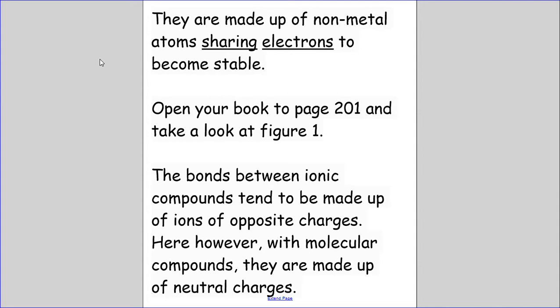So the bonds between ionic compounds tend to be made up of ions of opposite charges, but with molecular compounds, they're made up of neutral charges. And how do they get there? With ionic charges, I look at this +1, -1, or +2, -2 scenario where things are gaining or losing electrons. With molecular compounds, I have to think of overall what these elements need. A lot of the time they want to share their electrons to fill their valence shells, to fill their outside shells to make sure everything is balanced.